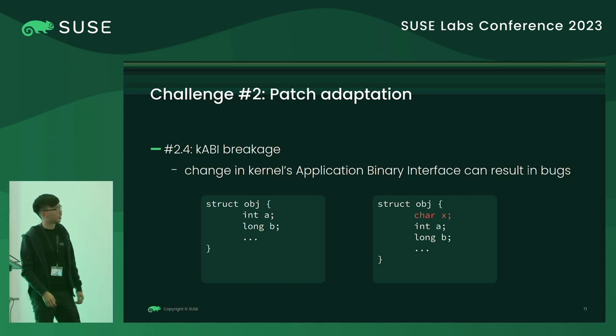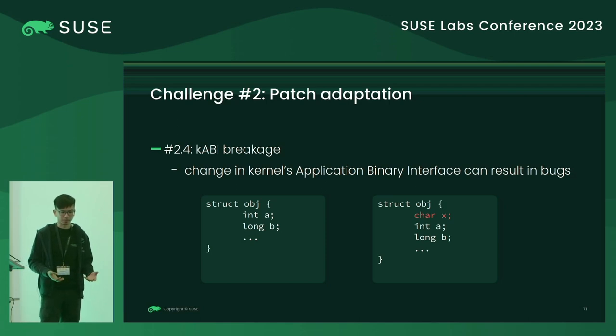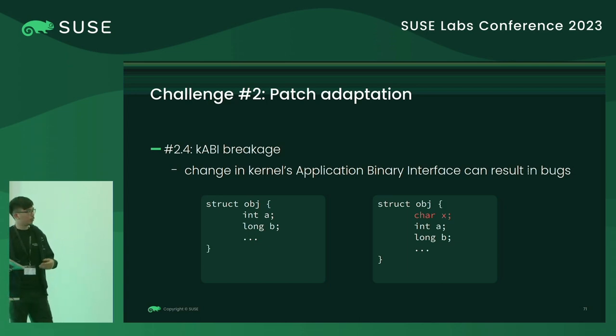Now, I think the most difficult part of patch adaptation is KABI breakage. For our released products, we have a promise to customers that the kernel application binary interface is maintained. And the KABI consists of a lot of things, but the major ones are the signatures of function calls and the memory layout of structs. So if I have a patch that adds a new field to a struct, it actually offsets all the memory layout.